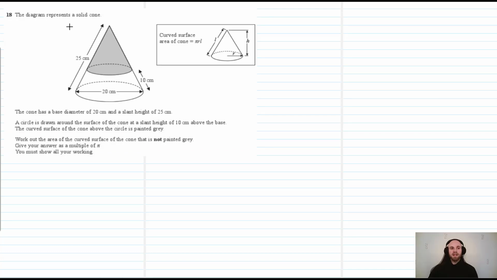Question 18. The diagram represents a solid cone, and we have that cone here. The cone has a base diameter of 20 centimeters and a slant height of 25 centimeters. A circle is drawn around the surface of the cone at a slant height of 10 centimeters above the base.